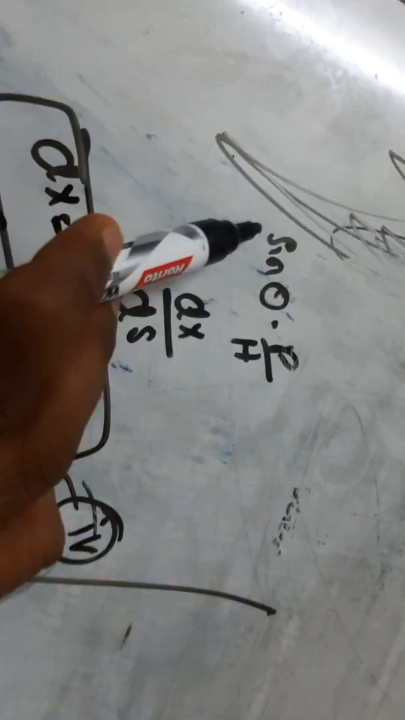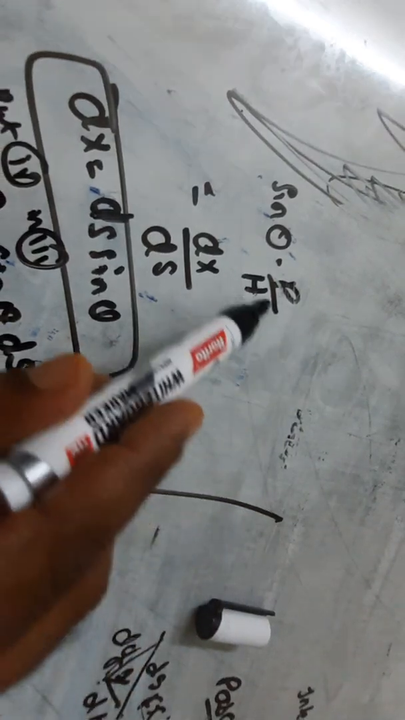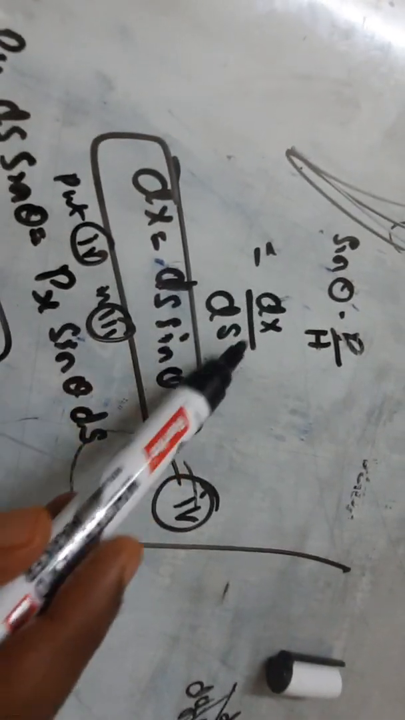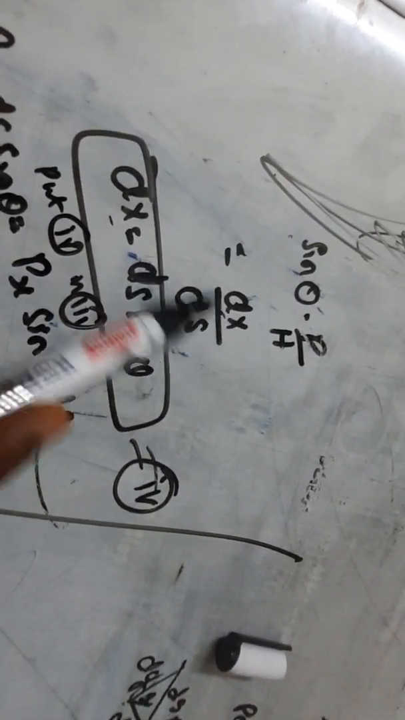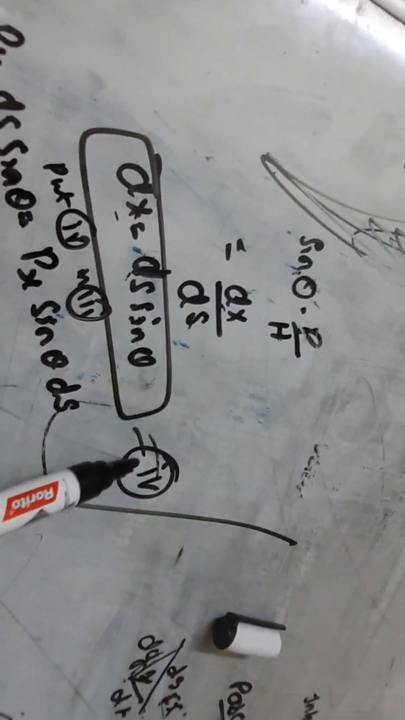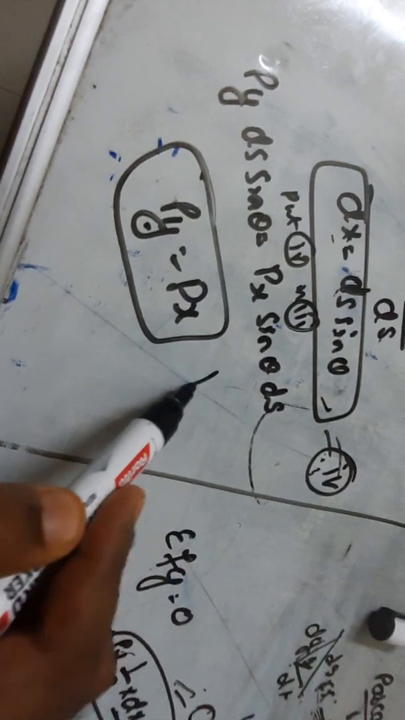We know sin theta is perpendicular by hypotenuse, so putting in the values, the perpendicular is dx and the hypotenuse is ds. So dx is equal to ds into sin theta. If you put this value in the equation, we will get Py is equal to Px. That is Pascal's law. I hope you understand.